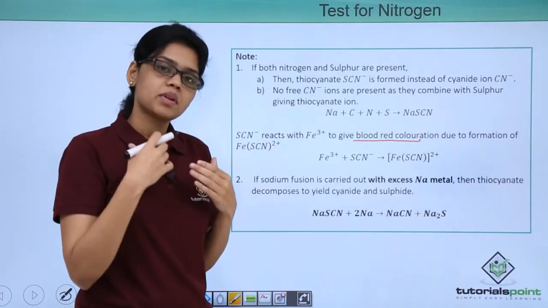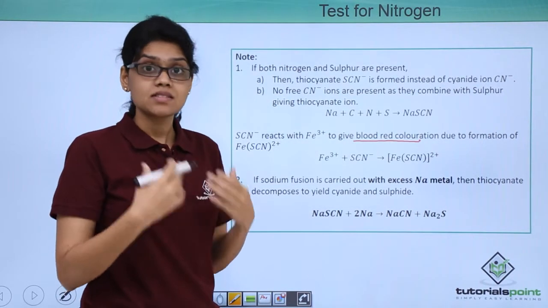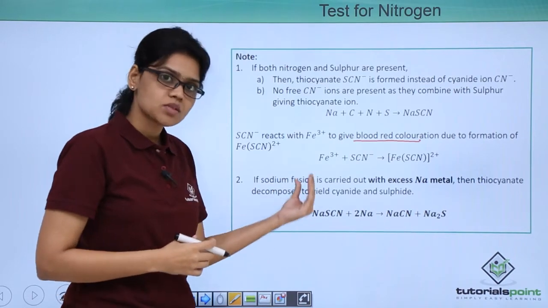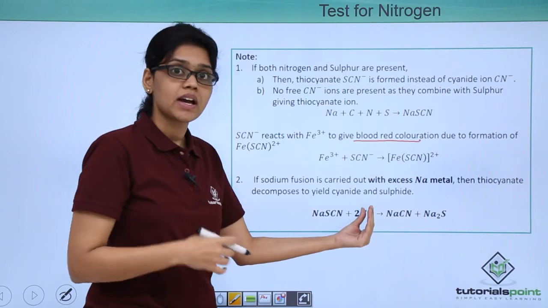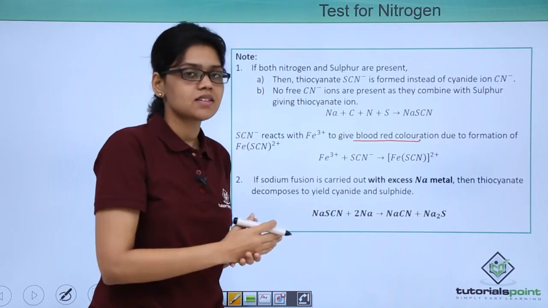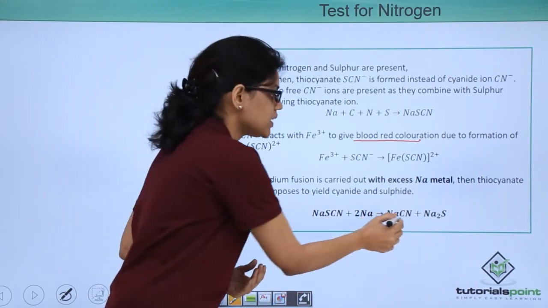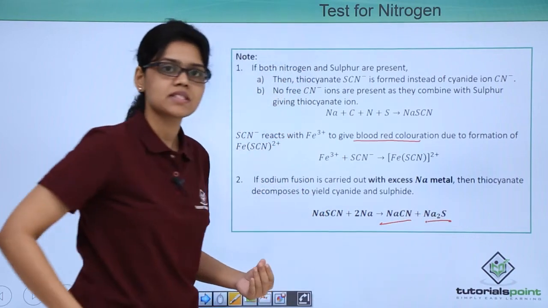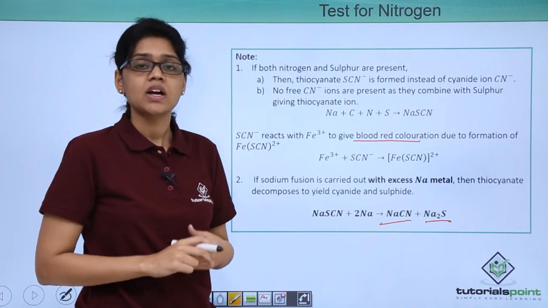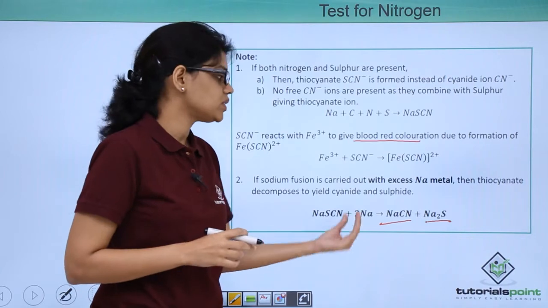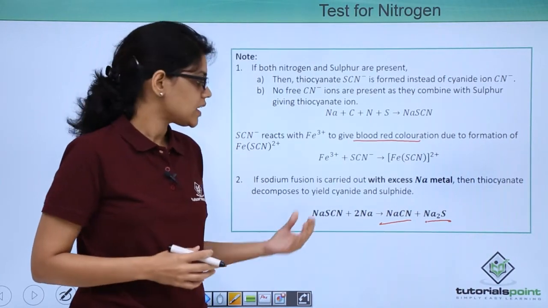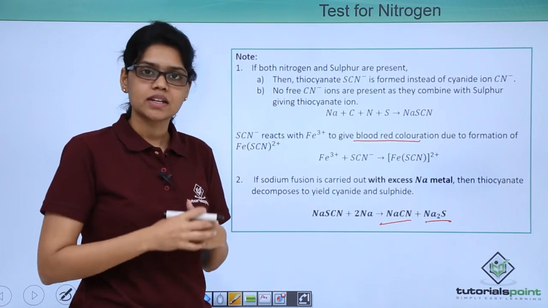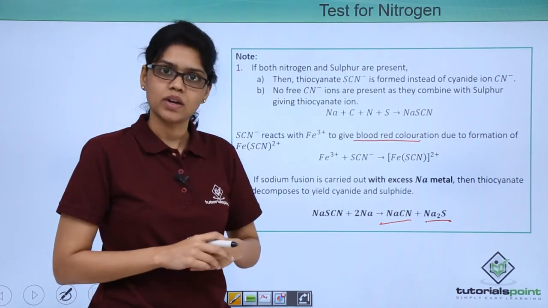In case we are preparing a sodium fusion extract with excess of sodium, the sodium thiocyanate NaSCN formed reacts with the excess sodium to give us NaCN and Na2S, that is, we get sodium cyanide as well as sodium sulfide in this reaction. So now we can individually carry out the confirmatory test for both nitrogen and sulfur in these cases, as NaCN will not interfere with the detection and confirmation of either of these two elements.